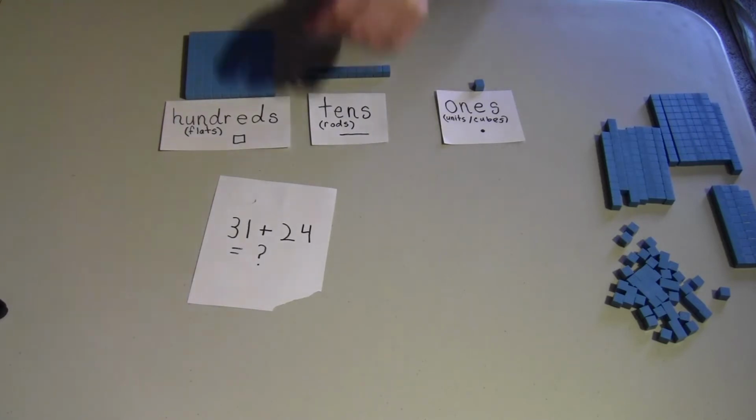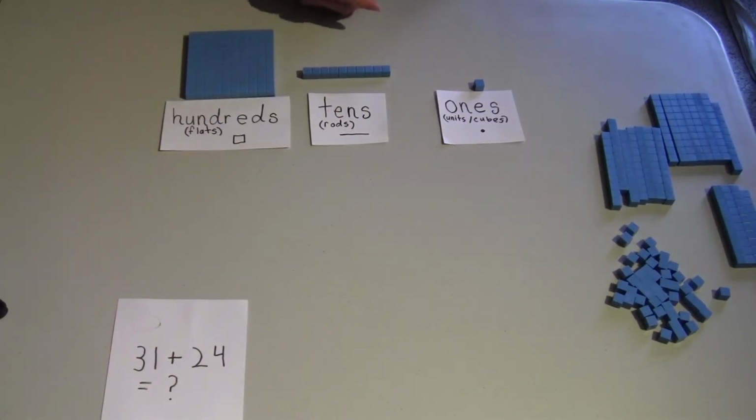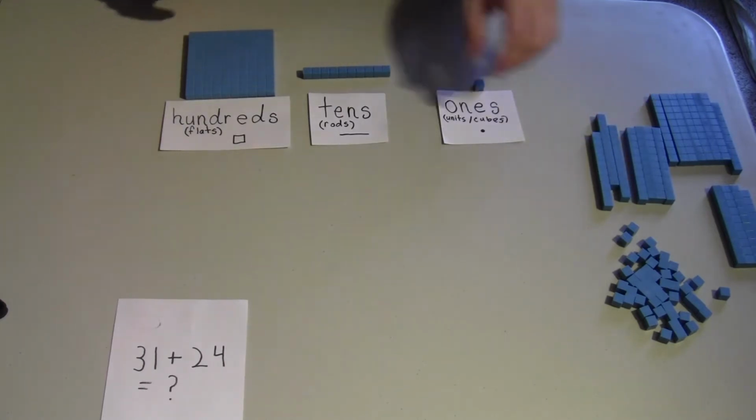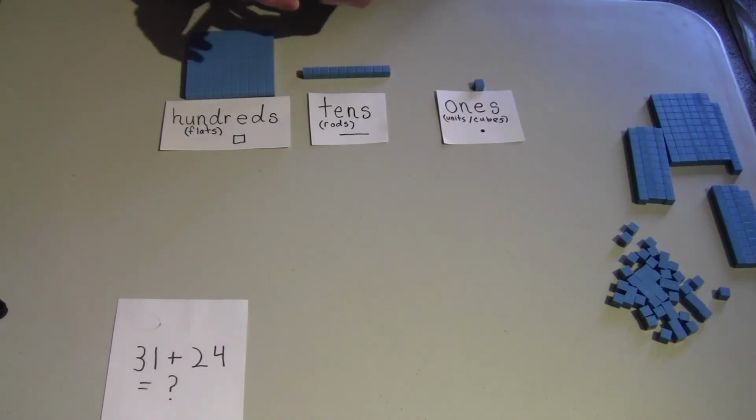All right. So maybe you know how to do it on paper, but there's always the option to use manipulatives to help you solve a problem. So let's show those first using the base 10 block. So we're going to represent those numbers first, and then we're going to add them together.